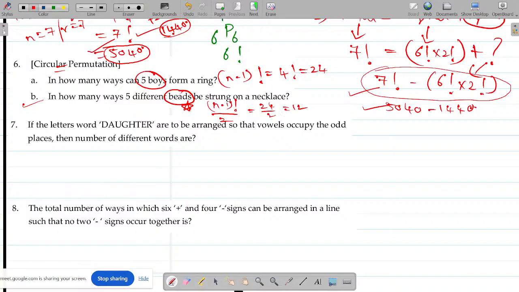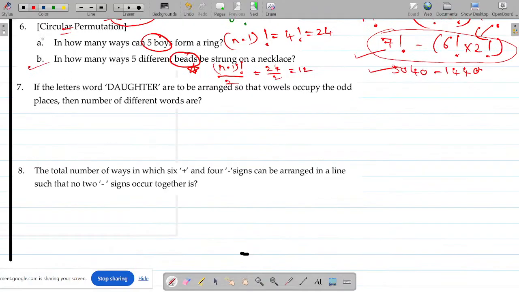Shall I take over? Let me finish off the 7th and 8th, then I'll give you some time to make a note of those. Yeah, 7th one. If the letters of the word DAUGHTER are to be arranged so that vowels occupy the odd places, in how many ways can you get the words? Let me go for DAUGHTER. How many alphabets are here? D, A, U, G, H, T, E, R. 8. So totally n is equal to 8.